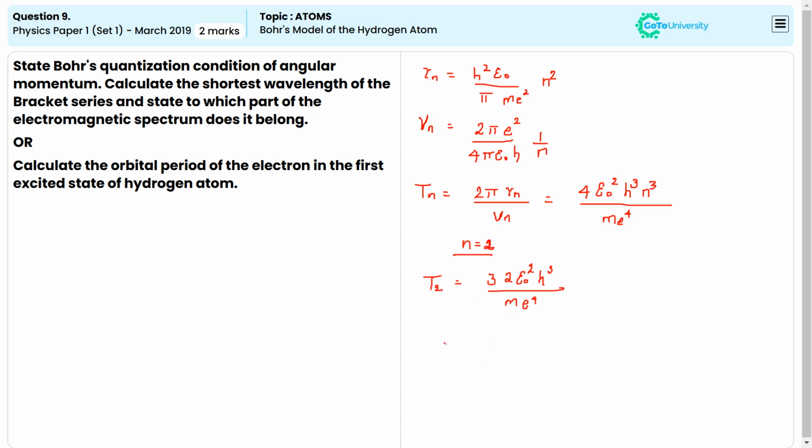On calculating, we get T2 approximately equal to 1.22 into 10 to the power of minus 15 seconds.